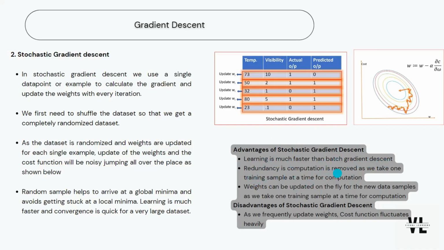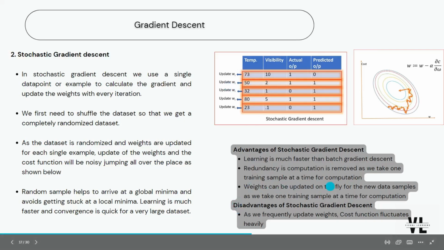Redundancy in computation is removed as we take one training sample at a time for each computation. The problem for batch gradient descent was that it was using the entire dataset, so in every iteration it's not going to learn something new and it becomes redundant. But in the case of stochastic gradient descent, that is not going to be a problem since we are using a single instance each time, and it's going to be very different, because one instance is not going to be similar to another instance.